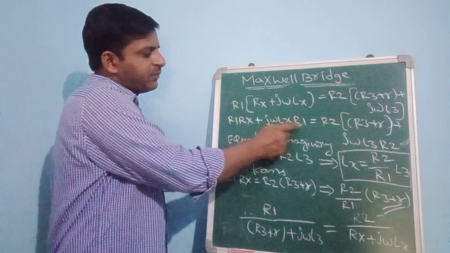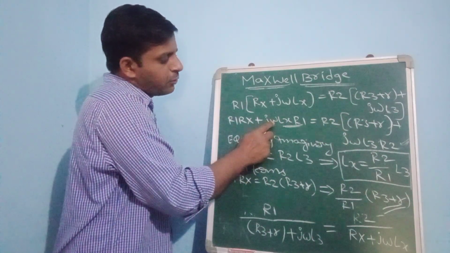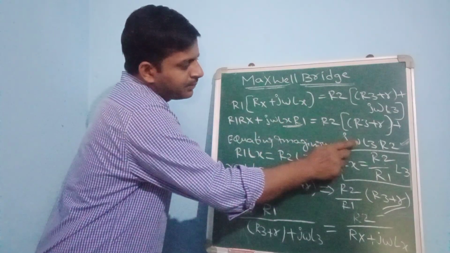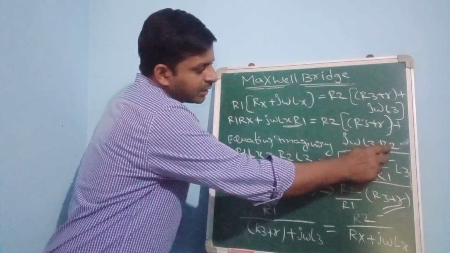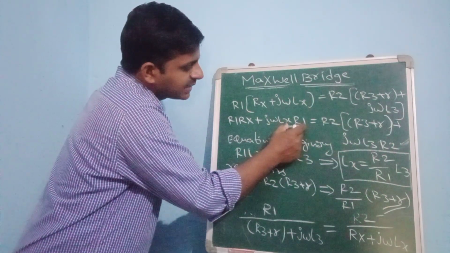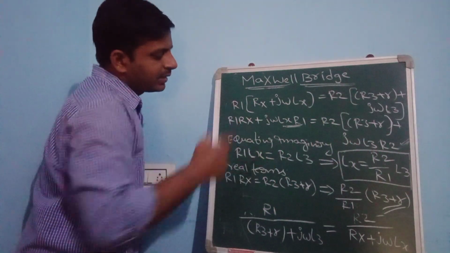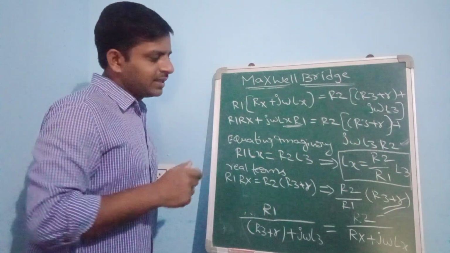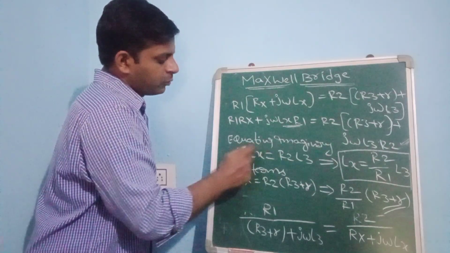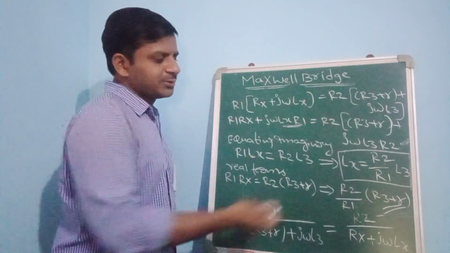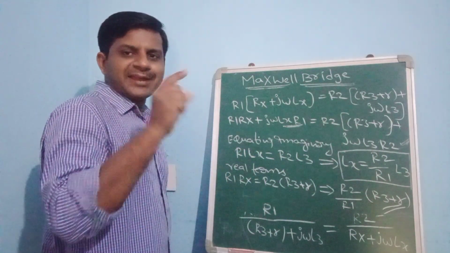Now equating the imaginary terms. Here j omega Lx R1 is there, and the imaginary term j omega L3 R2 is there. So from Lx R1 and L3 R2, we get Lx equal to R2 by R1 into L3. So this is the value of the unknown inductance.